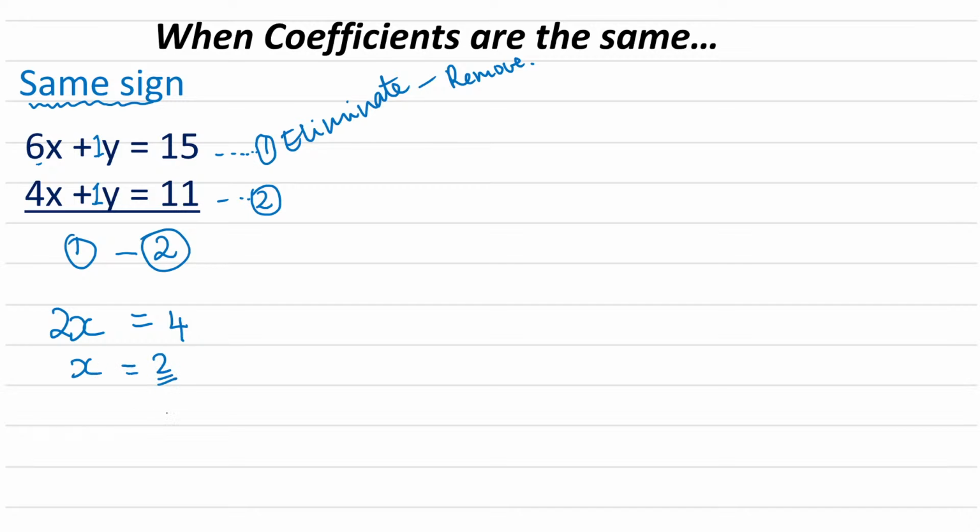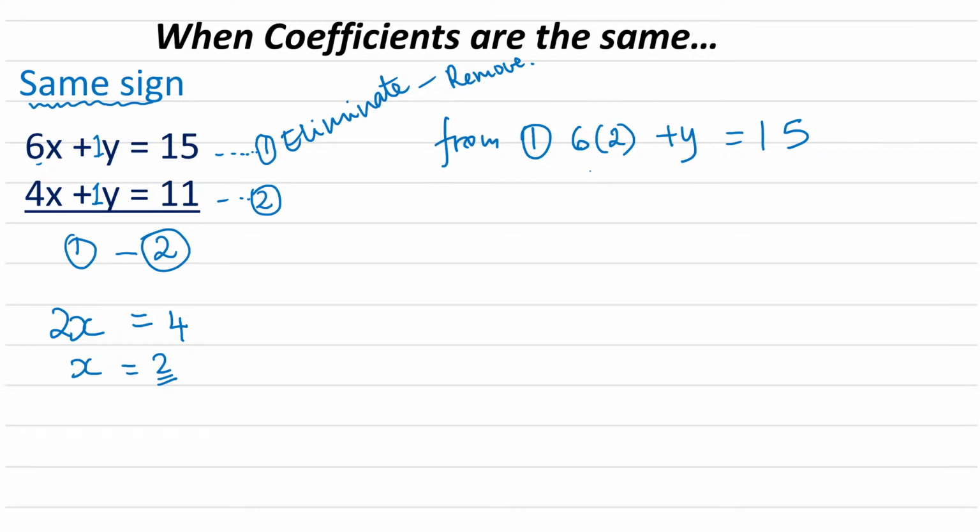Okay? And now you have got what x is, you can go ahead and find the y. So from equation 1, we're going to put x in there. We're going to substitute. It means we're going to put the value of x into the equation. So from equation 1, we got 6, and then our x is 2. So it means 6 times 2, and then plus y equals 15.